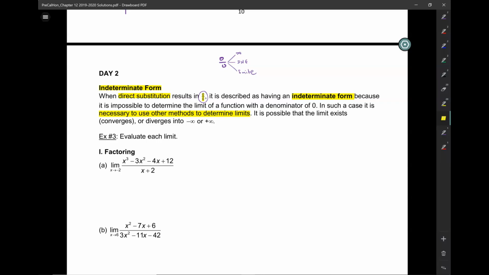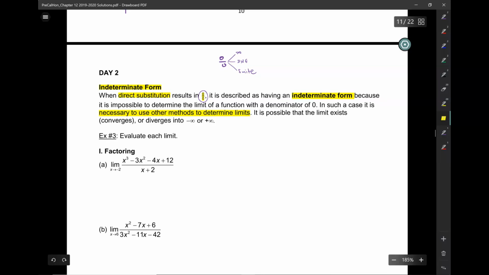When you get 0 over 0, it's possible that the limit exists, and the terminology for that is it converges, or we say it diverges into negative infinity or positive infinity. So we can either get a finite number, we can get positive infinity, we can get negative infinity, we could also get DNE.